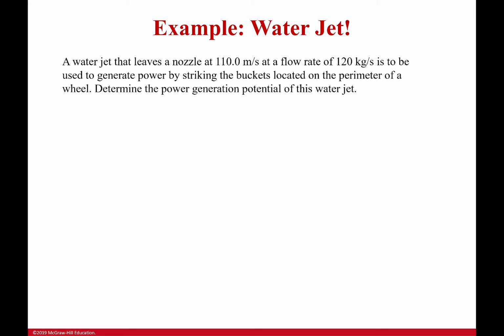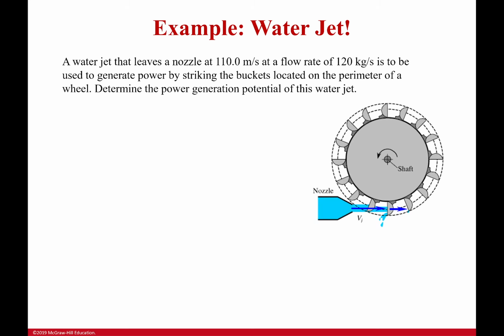Okay, everybody, let's try out this example, water jet. A water jet that leaves a nozzle at 110 meters per second at a flow rate of 120 kilograms per second is to be used to generate power by striking the buckets located in the perimeter of a wheel. That'd be great if I had a picture of this or something. Oh, I do have a picture of it. Nice.